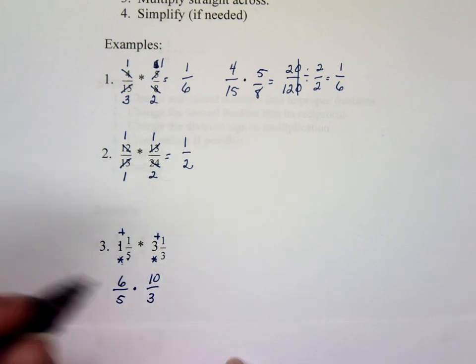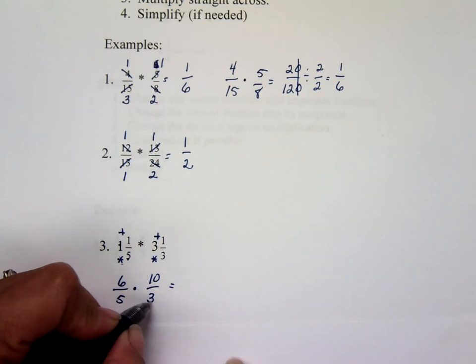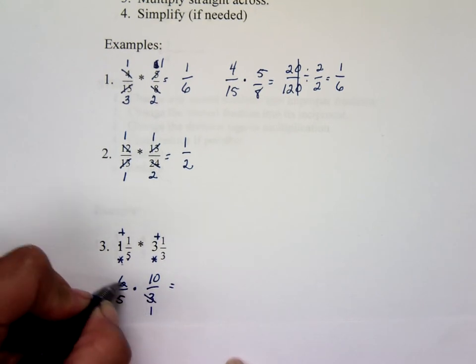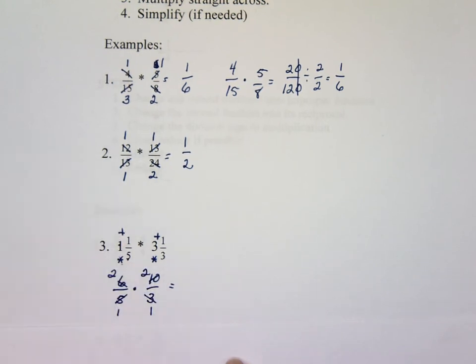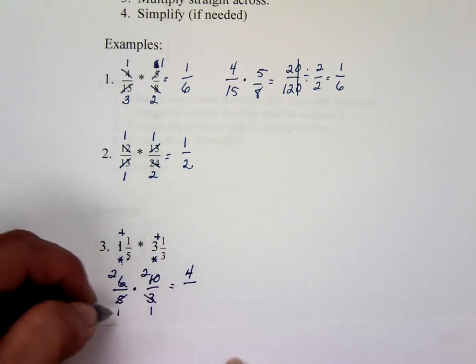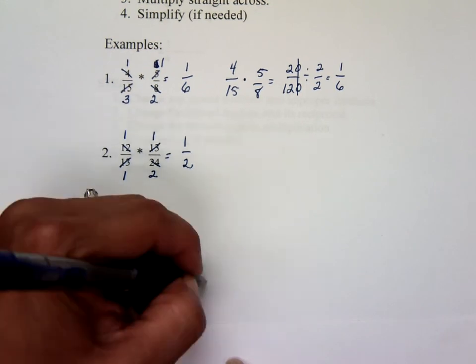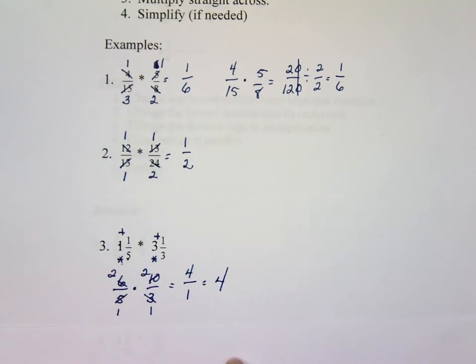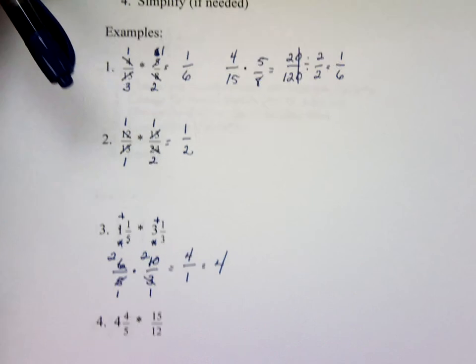Now you're going to reduce diagonally. So now you have 3 goes into 3 once, 3 goes into 6 twice, 5 goes into 5 once, 5 goes into 10 twice. Multiply across, 2 times 2 is 4, and 1 times 1 is 1. But 4 over 1 is a whole number 4. Go ahead and try number 4 on your own, and when you're ready, go ahead and push play.